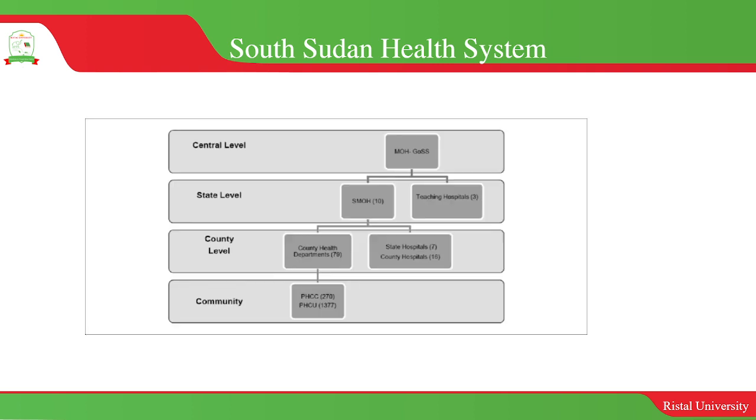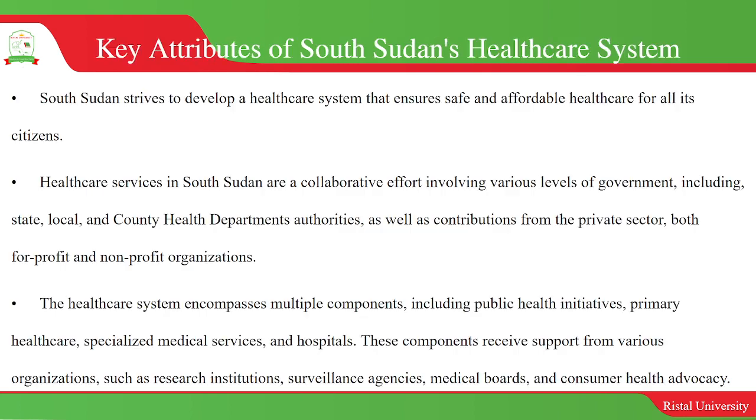So how are decisions made? Decisions are made at the top level, what we can call the centralized system, where decisions are made at the national level, what you call the central level, Ministry of Health, South Sudan, and then these actually supervise the state ministries of health, and then the teaching hospitals, and then eventually coming down to the county level, and then the community, where we have primary healthcare centers and primary healthcare units.